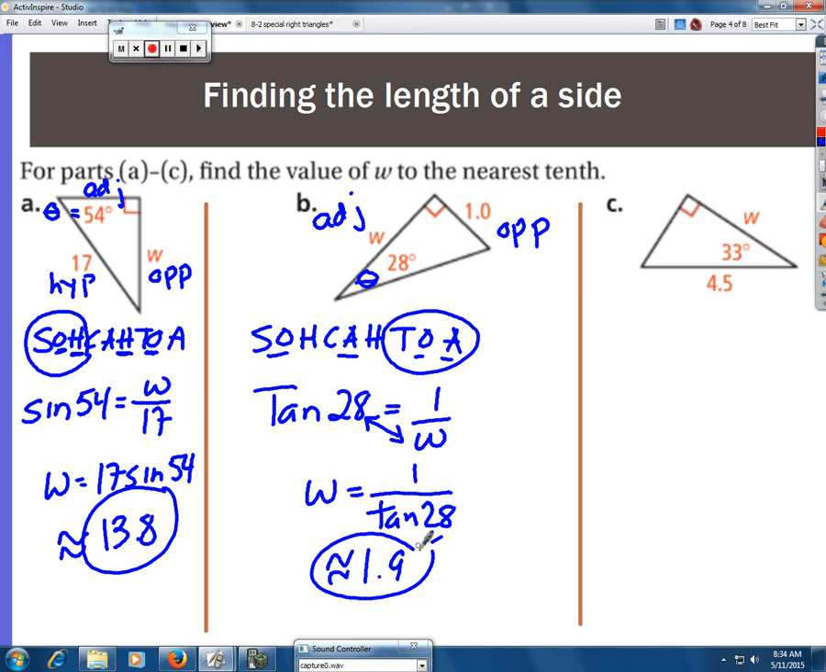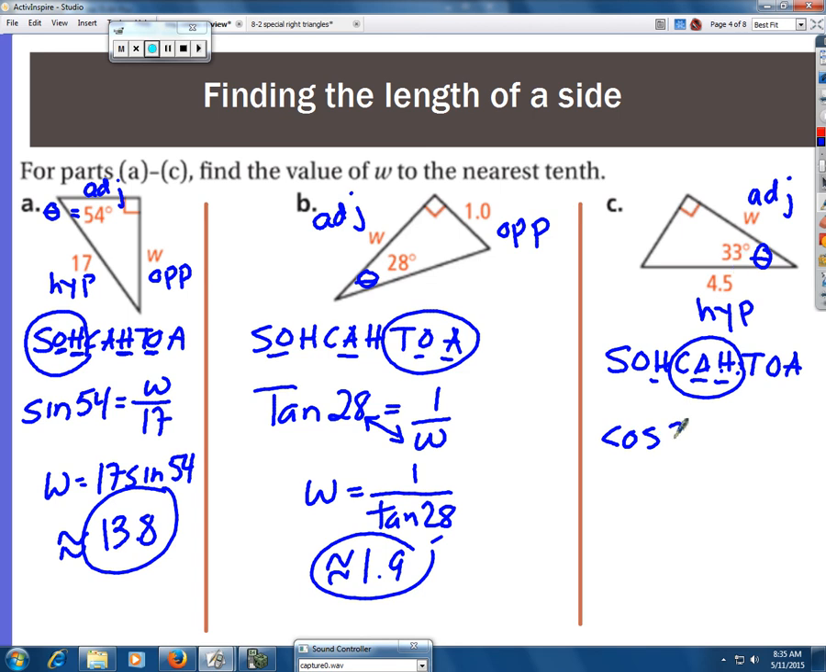The last one, this is my theta, because that's where the 33 is, so I know I have hypotenuse. And the other one is touching my theta, so that's adjacent. I have hypotenuse and adjacent, which tells me I'm going to do cosine. So cosine, and my angle is 33 degrees, equals adjacent over hypotenuse, so w over 4.5.